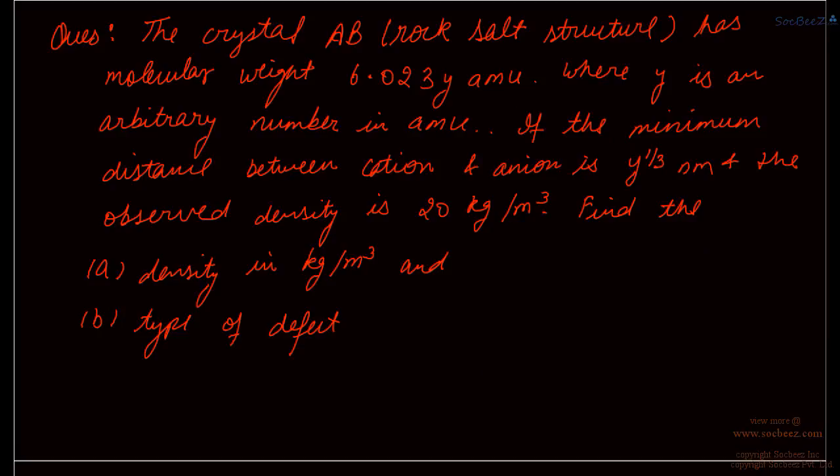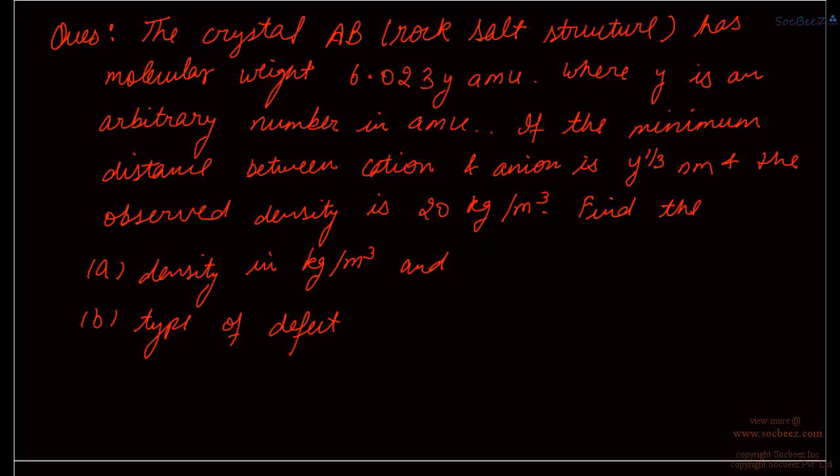Okay, so let's discuss another problem. The problem says that the crystal AB, which exists in rock salt structure like NaCl, has molecular weight 6.023 y amu, where y is an arbitrary number in amu. If the minimum distance between cation and anion is cube root of y nanometer and the observed density is 20 kg per meter cube, find the density in kilogram per meter cube and type of defect.